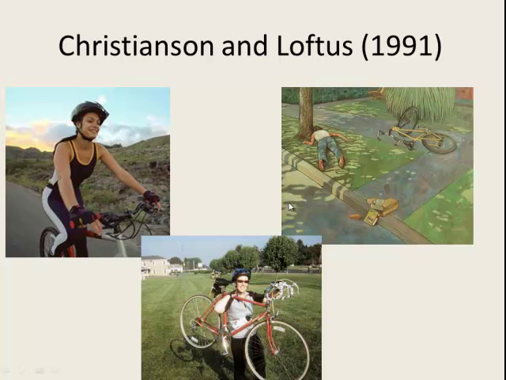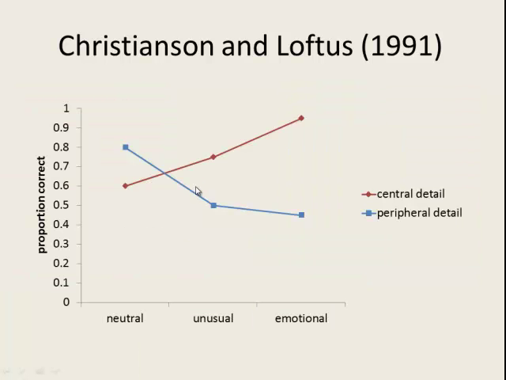So, neutral, unusual, and then over here we have emotional. What they found was the proportion of correct answers, the peripheral details. Neutral, they really noticed whether that car was missing. If it was an unusual picture, carrying a bike, they didn't notice it as well, but they noticed if the woman was missing. Emotional, again, the central details were really perfectly noticed, but not the periphery. So this is going at that kind of idea that the emotional quality of the picture allows us to either focus on the central, or the periphery.